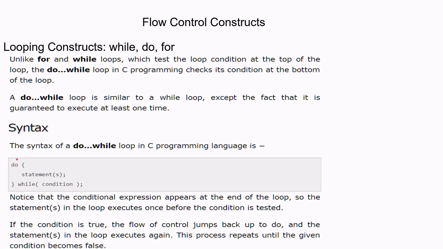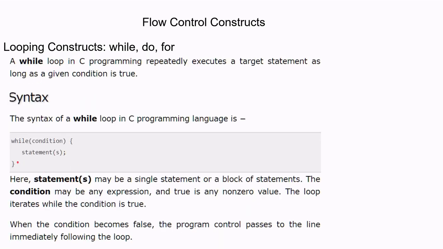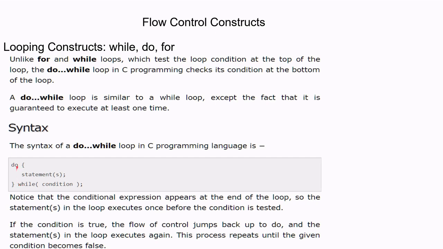So the syntax here is we have do, we have our opening curly braces, everything we want to do in the loop, and then the while condition bit here. Another thing to note is that while loops don't need the semicolon at the end, the do while loop does. And again, this is relatively intuitive.